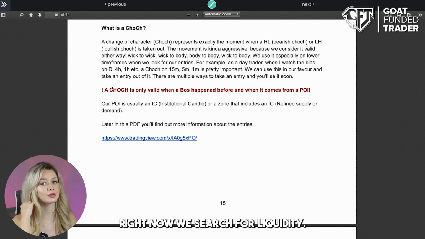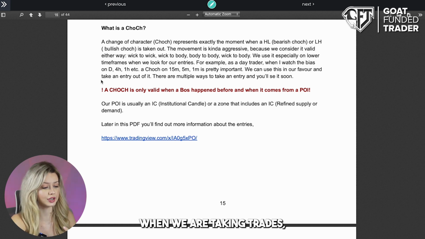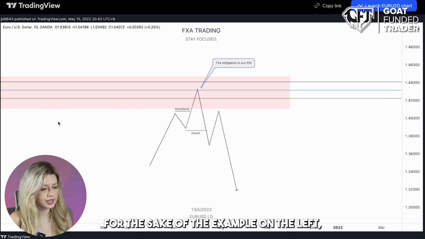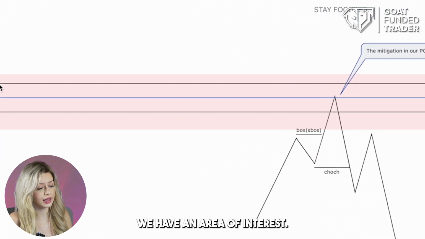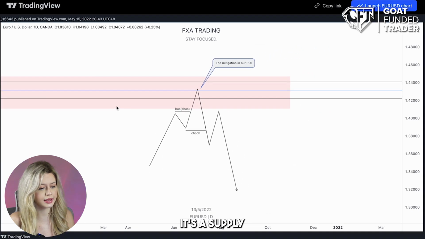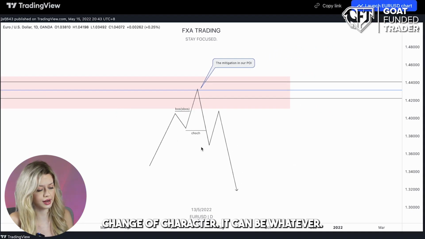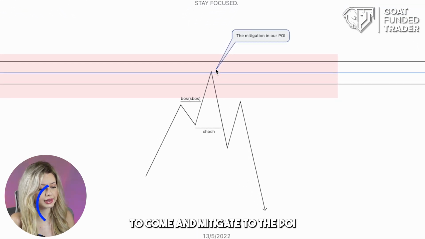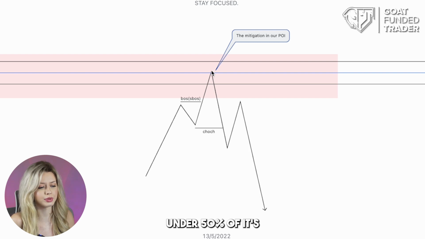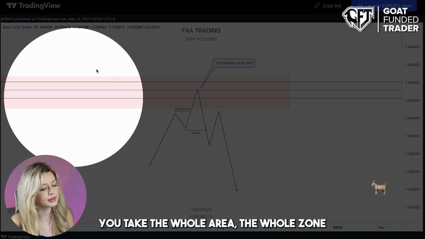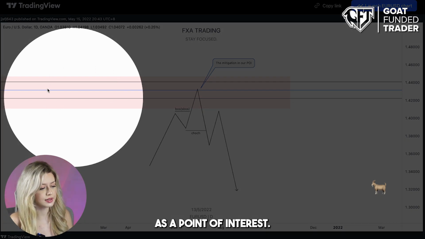POIs worked in the past. Right now we search for liquidity when we are taking trades. We don't really trade in the smart money concepts way. So here again, for the sake of the example, on the left we have an area of interest. Again, I mentioned that it can be whatever: imbalance, supply, demand. In this example, it's a supply because this is a bearish change of character. You don't have to wait for the price to come and mitigate the POI exactly at the 50% of it in order for you to take a trade. So POIs are not valid anymore. You take the whole area, the whole zone, as a point of interest.